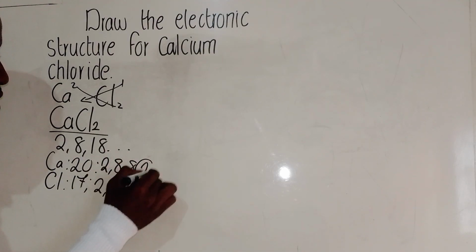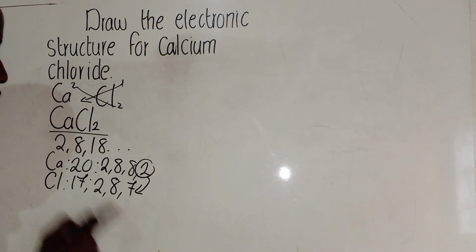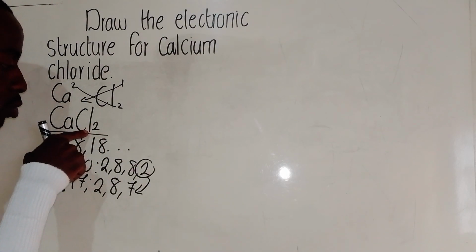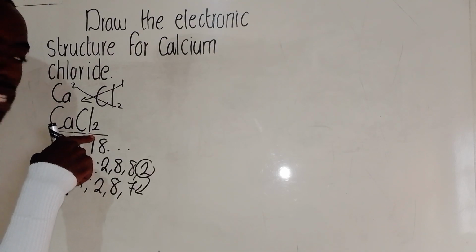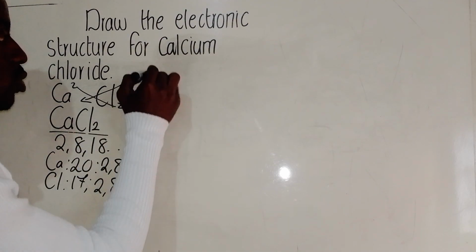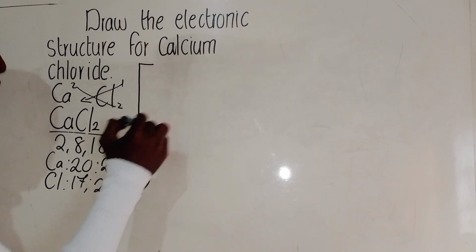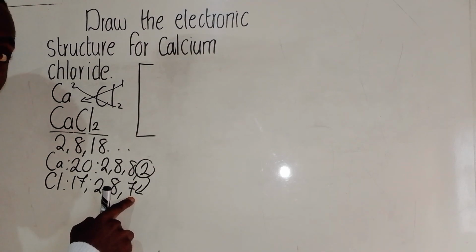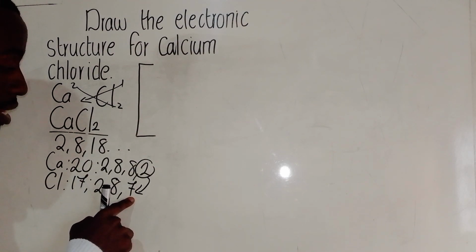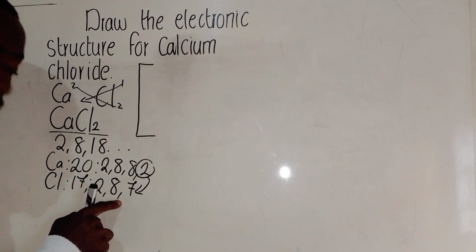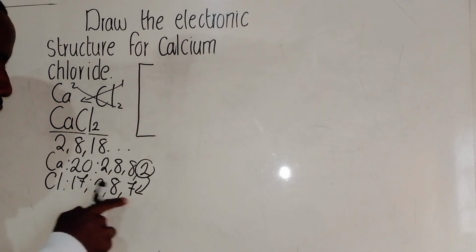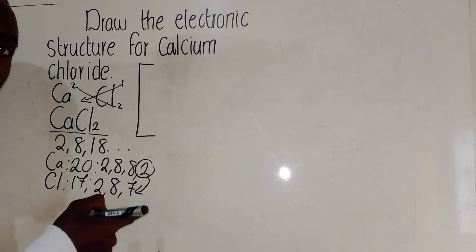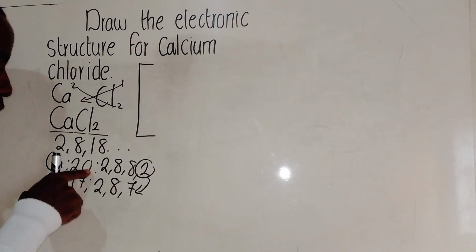Now remember what I said at first: metals lose electrons. If you check the formula, it is telling us that we're supposed to draw two structures for chlorine. So let me start now with chlorine. You start with the one for chlorine like this. How many shells are there? 1, 2, 3. Now remember that it has gained electrons, because if you add here, you're supposed to get 17.